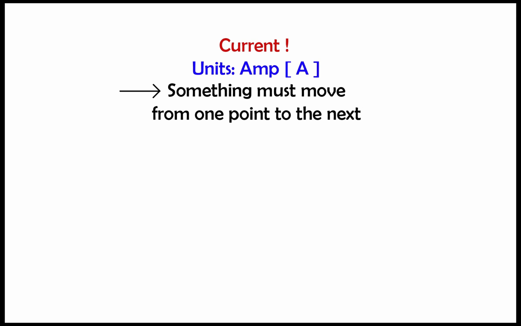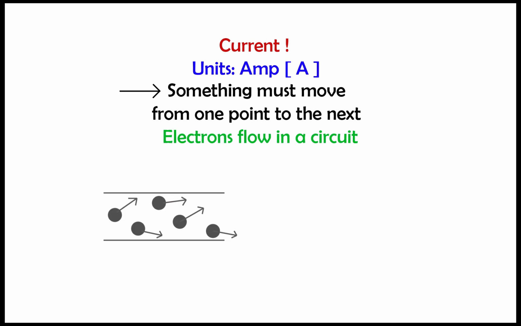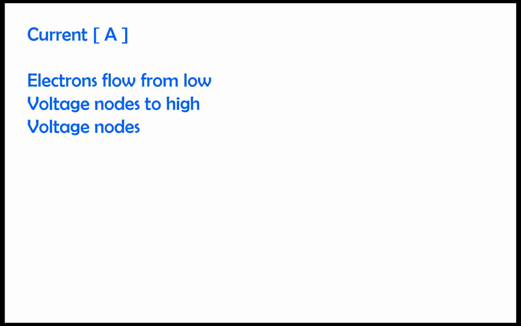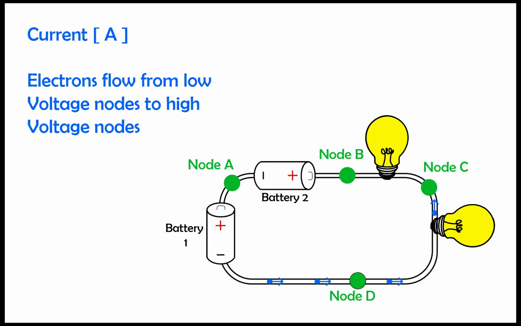Current is measured in amperes, or simply amps. In general, in order to have a current, like in a river, something must flow from one point to the next. Without any movement, current cannot exist. In a circuit, we have electrons flowing. Electrons always flow from points of low to high voltage. In general, electrons travel in random directions, but the group of electrons always flows in a single direction. In our examples, electrons will travel from node D to C to B and to A.